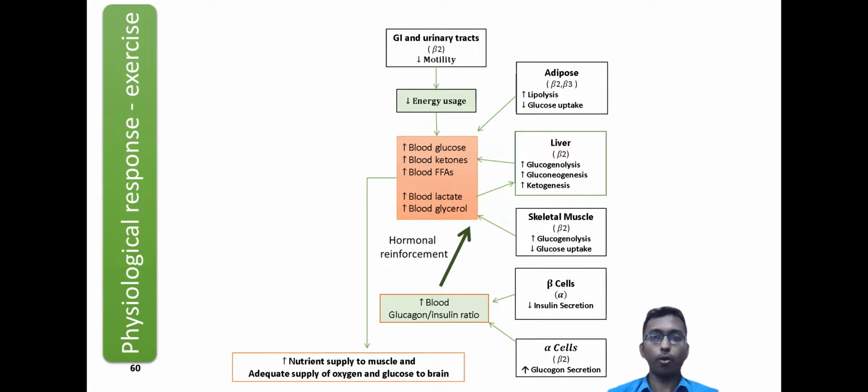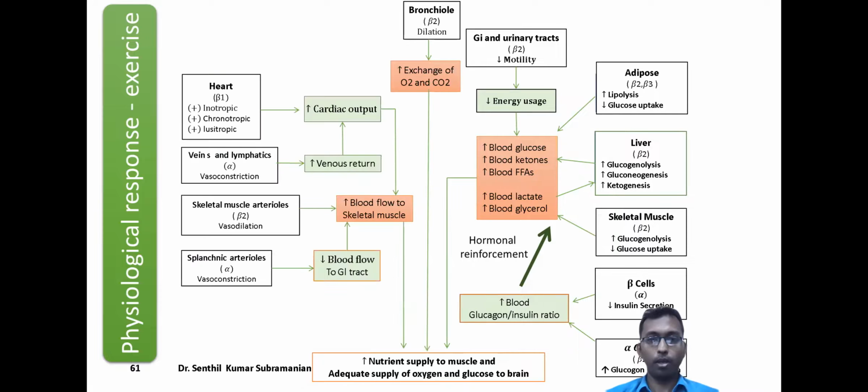Then, catecholamines through beta-2 receptors decrease the motility of the GI and urinary tract. This helps in preserving the energy which is essential for muscles and brain. Hence, we can see that catecholamine acts on various organs and tissues and how it comes together to bring about a desired change during exercise, that is to increase the nutrient supply to the muscle and maintain adequate oxygen and nutrient supply to the brain also.